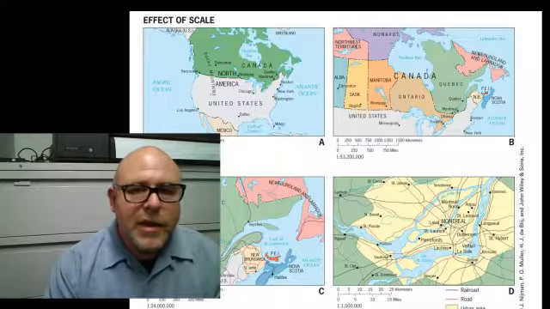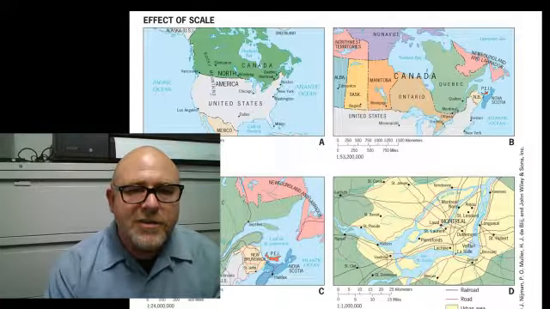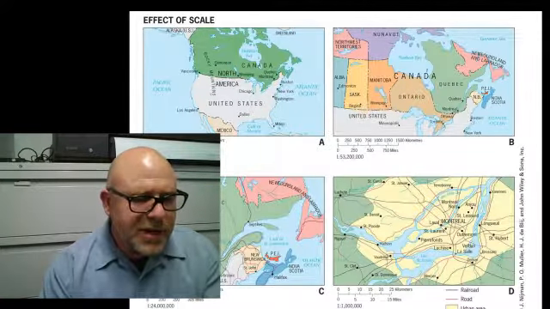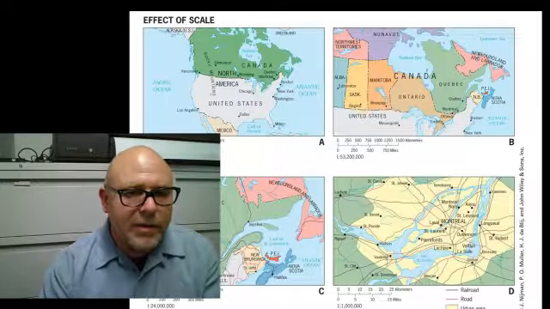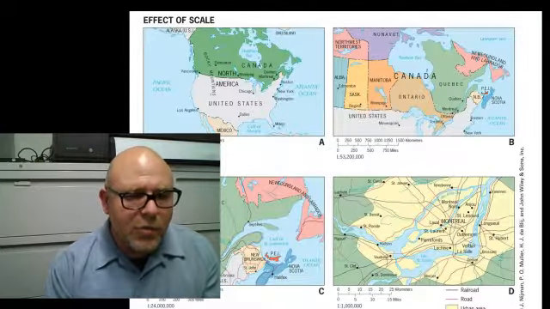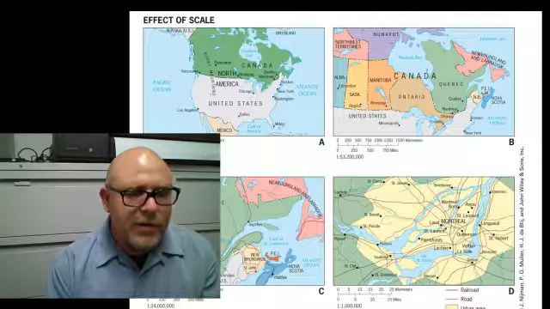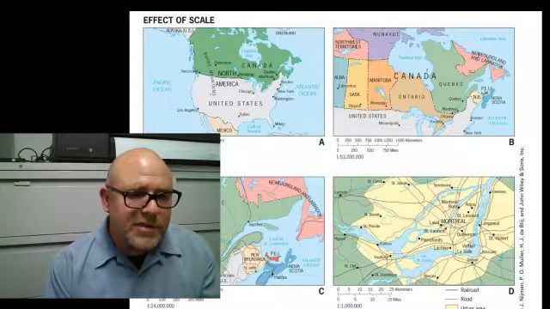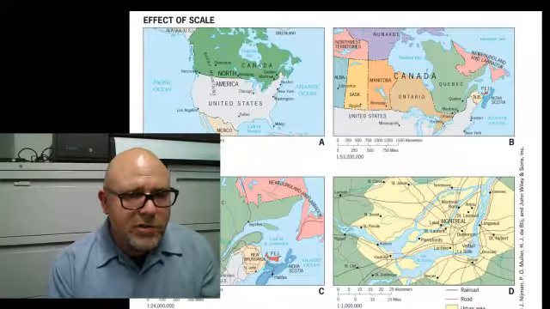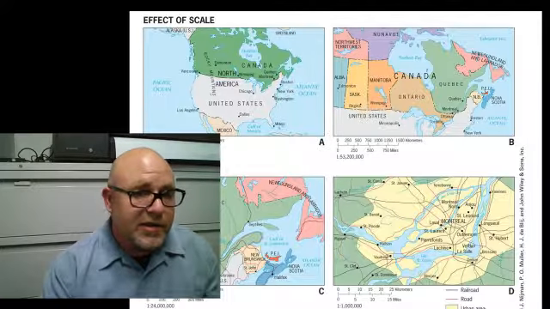Here are some examples of maps at different scales, and scale is not just about maps, it's also about how we look at phenomena, a more intuitive thing. Are we looking at it on a worldwide basis? Are we looking at it on a regional basis or a neighborhood basis, and so on?